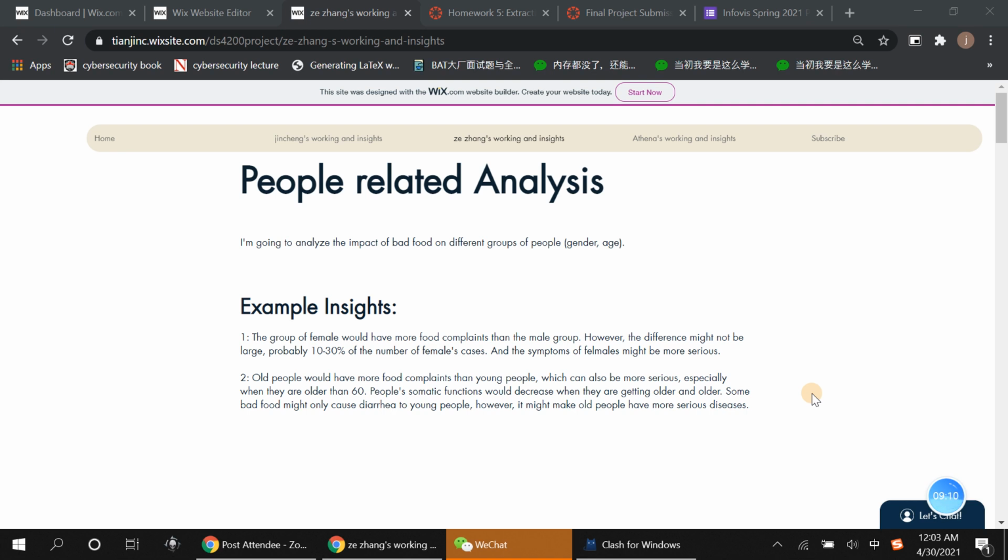The second example insight is that old people would have more food complaints than young people, which can also be more serious, especially when they are older than 60. People's somatic functions decrease as they get older and older. Some bad foods might only cause diarrhea in young people. However, it might make older people have more serious diseases.